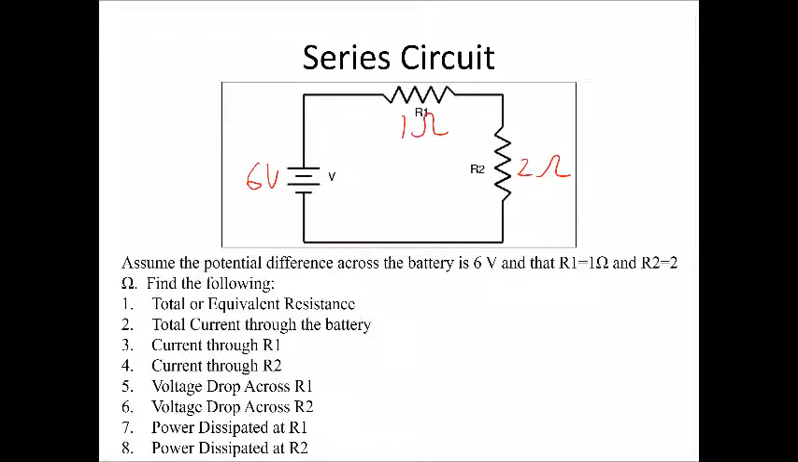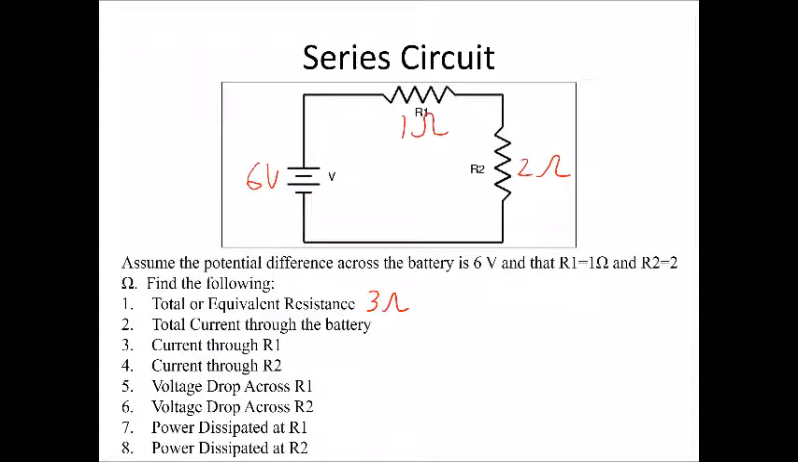First of all, we want to find the total or the equivalent resistance. Since there's only one pathway for the current to flow through in a series circuit, you find the total resistance simply by adding up the resistance of each resistor. So in this case, 1 plus 2, we get an equivalent resistance of 3 ohms.